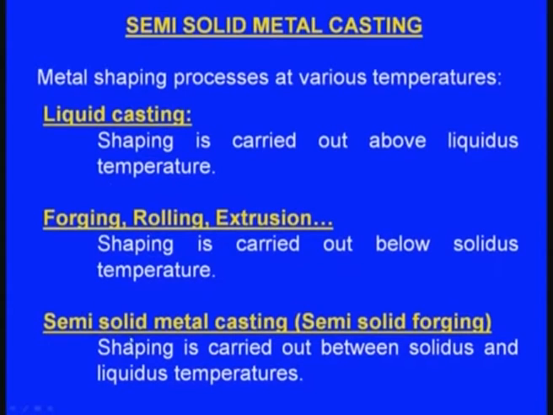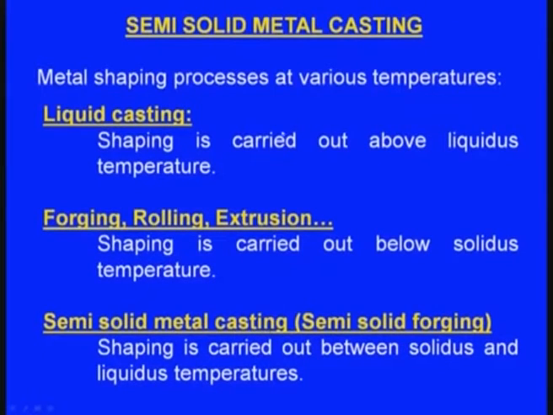Now, here we can see the difference between the semi solid metal casting and the other processes. Here shaping is carried out between solidus and liquidus temperatures. We don't want to heat the metal above the liquidus temperature. We don't want to cool down the metal below the solidus temperature. This shaping is carried out between the solidus and liquidus temperatures. So, that is the special thing about semi solid metal casting process or semi solid forging.